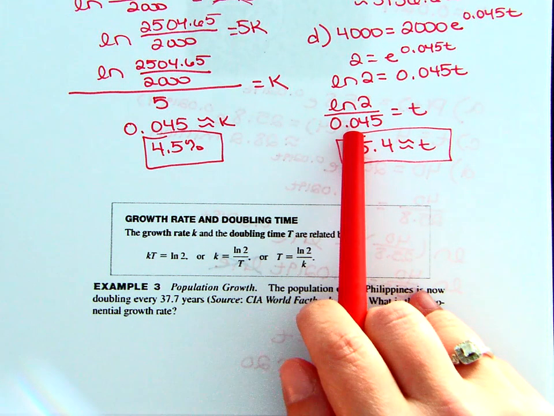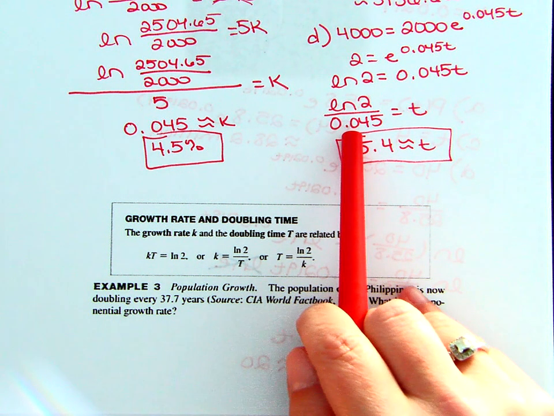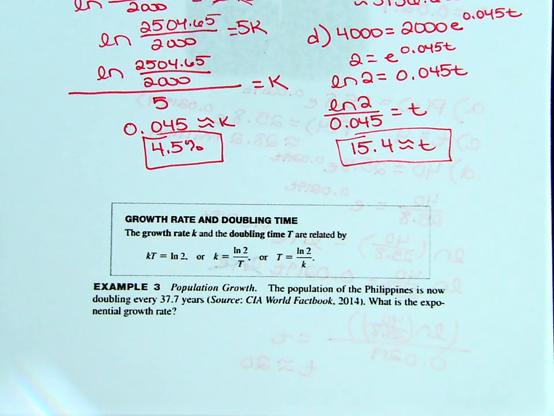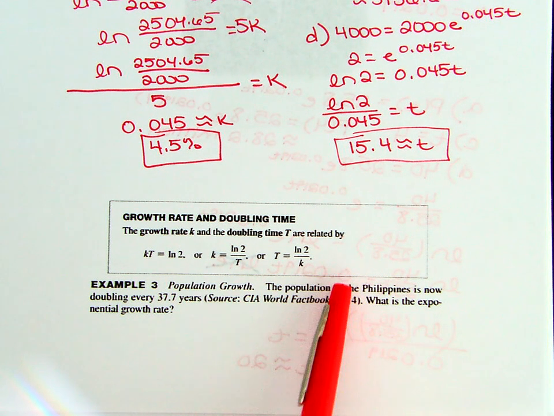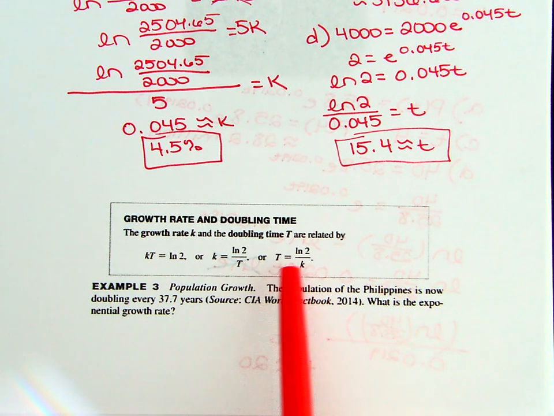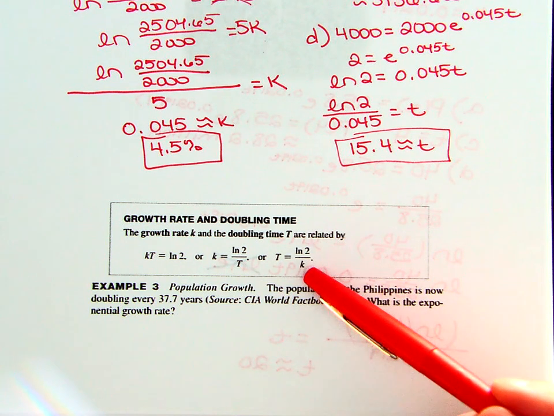And either you can memorize that or you can simply work through the problem. It doesn't really matter. But if you like the shorthand, then you have it down here where the doubling time is equal to the ln of 2 divided by whatever your rate is. This time they're giving it to you in terms of growth rate.